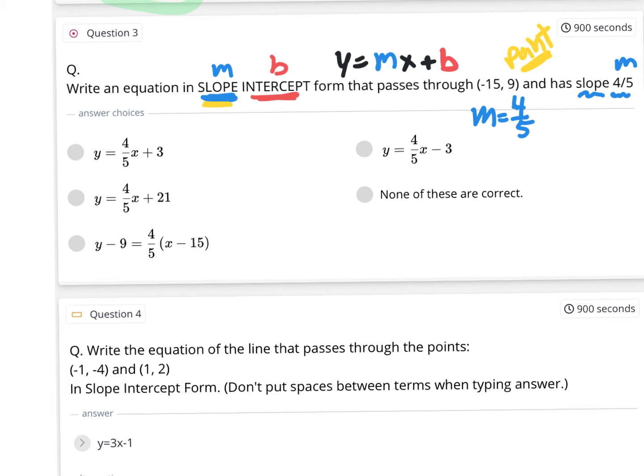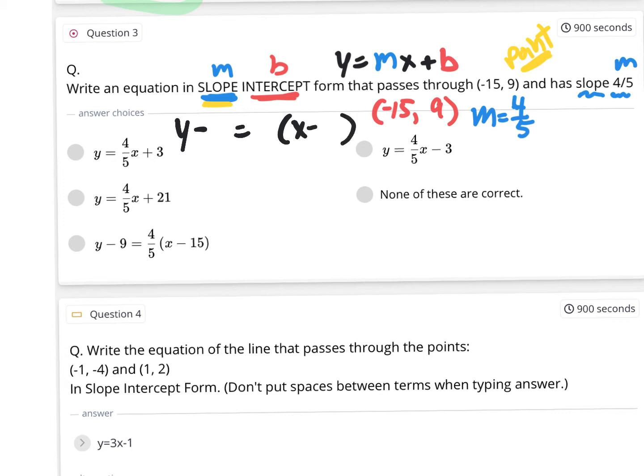Okay, once again, they gave us a point, and the point is -15, 9, and they gave us a slope. So I put the point, I put the slope. This is the information that I need to write it in point slope form. My point slope form equation is y minus y1 equals m parenthesis x minus x1.